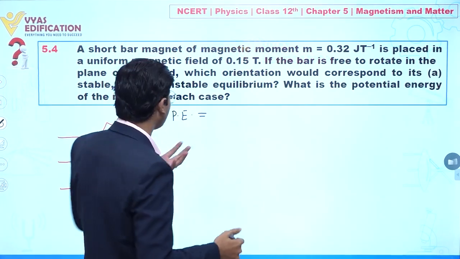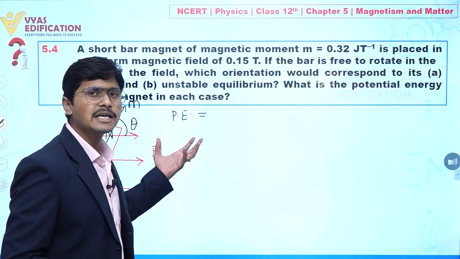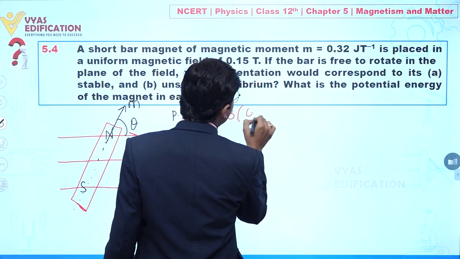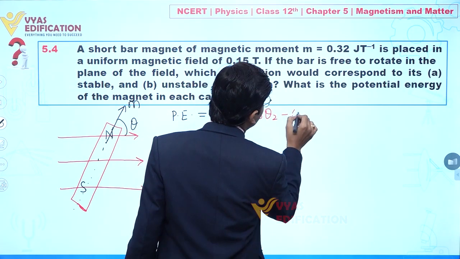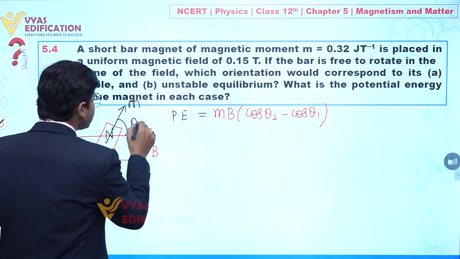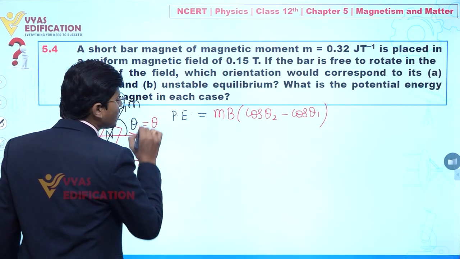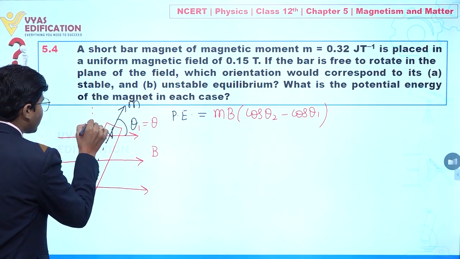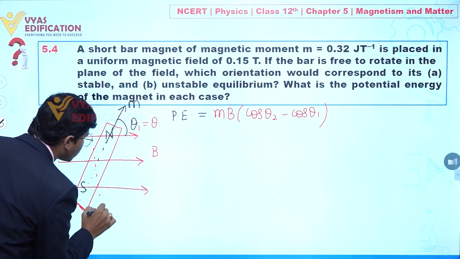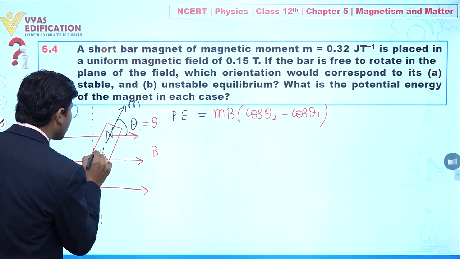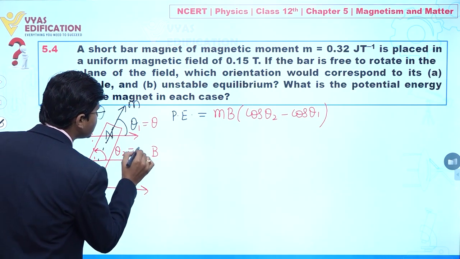Now we know the expression for potential energy. You know the derivation very well, but I am directly writing the expression. The potential energy is given by mB (cos theta 2 minus cos theta 1). Listen carefully, this theta 1 I am taking equal to theta, but I am taking the reference perpendicular to the magnetic field. So theta 2 is 90 degrees.